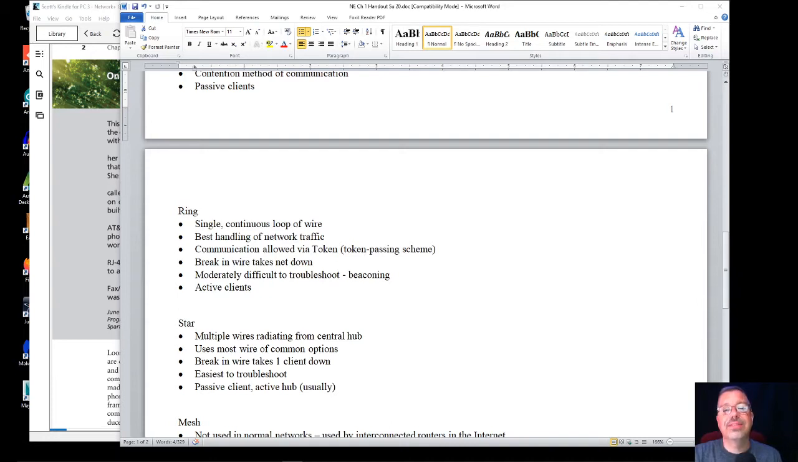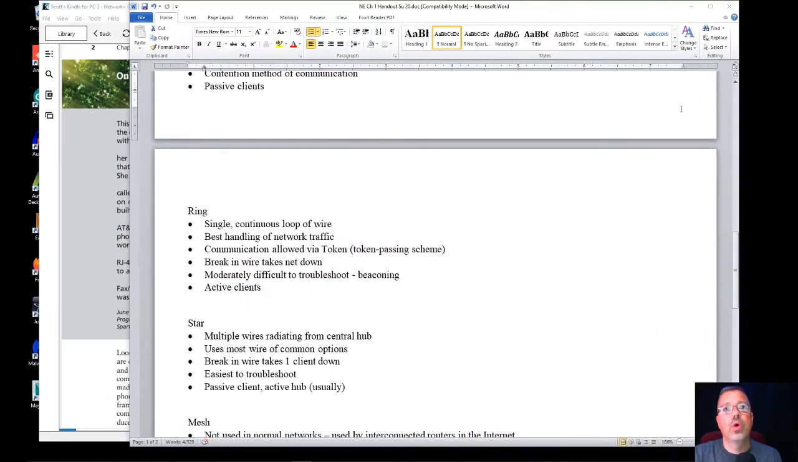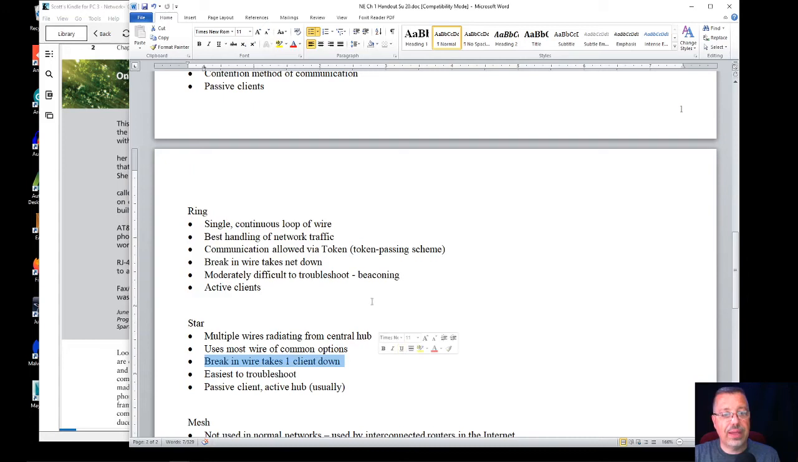Breaking one wire takes a single client down. Once I saw that, it said to me that beaconing made it much better than bus. When Bob calls in and says he doesn't have connectivity to the network, but everybody else does, I know what the problem is. It's somewhere between the switch and Bob.